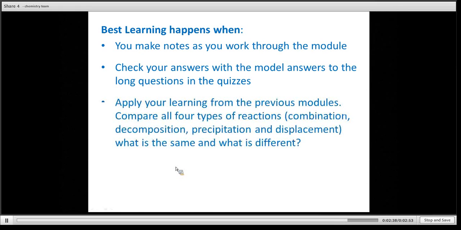And again, as you work through it, try and work out, why is this a displacement reaction? Why is it not a combination reaction or a decomposition or a precipitation? So think of all those things.